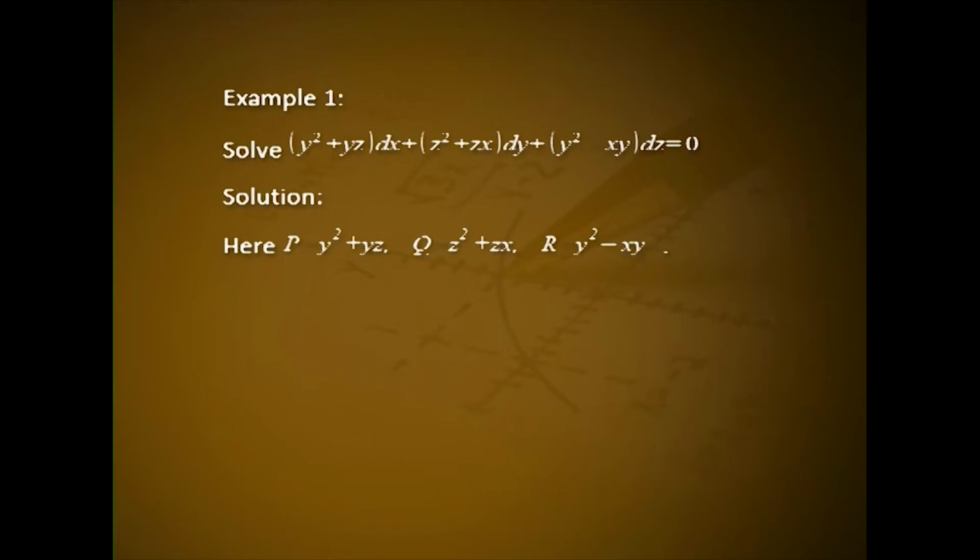Example 1. Solve y square plus yz dx plus z square plus zx dy plus y square minus xy dz is equal to 0. Here p is equal to y square plus yz, q is equal to z square plus zx and r is equal to y square minus xy.